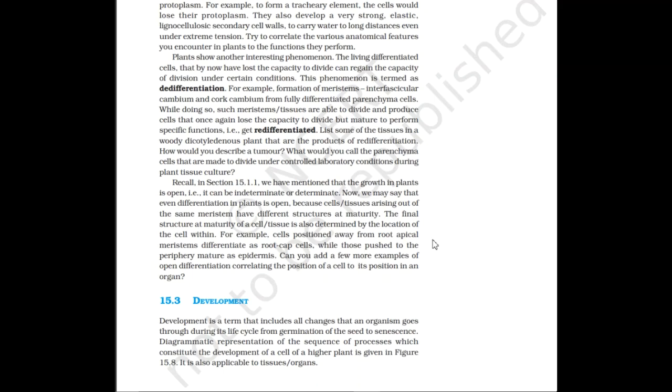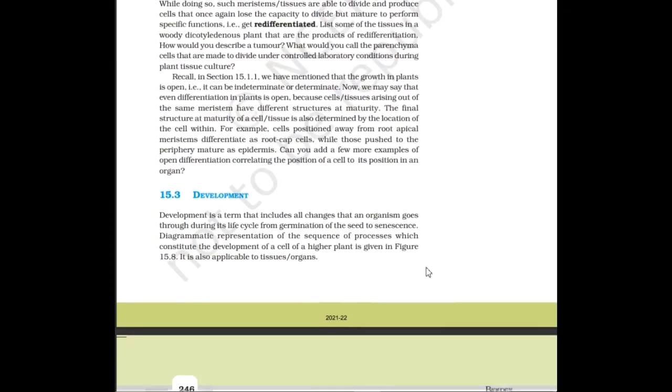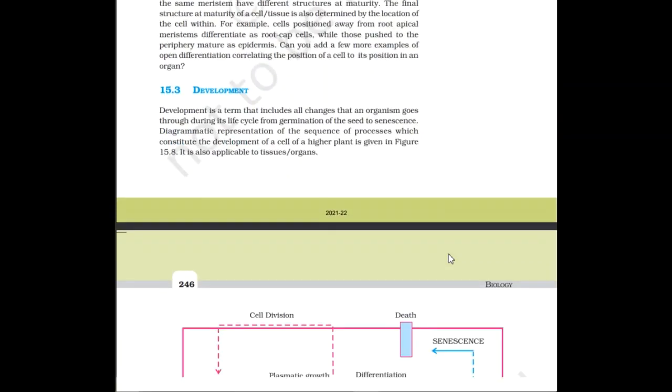For example, cells positioned away from the root apical meristem differentiate as root cap cells, while those pushed to the periphery mature as epidermis. Can you add a few more examples of open differentiation correlating the position of the cell to its position in an organ?